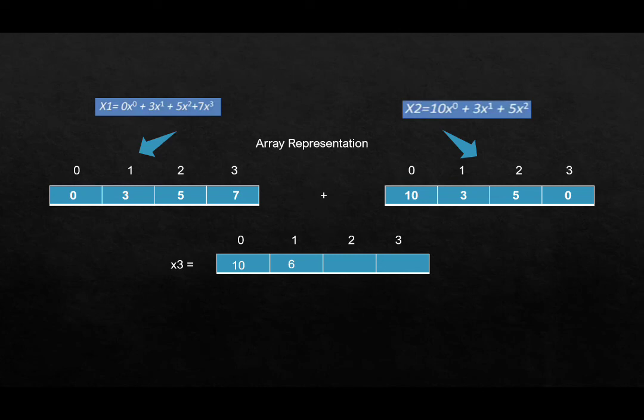Next we consider 2 as exponent. In x1 there is 5 as coefficient corresponding to exponent 2, and in x2 there is 5. Therefore 5 plus 5 is equal to 10 in x3. And next we consider 3 as exponent: x1 has 7 and x2 has 0. Therefore 7 plus 0 is equal to 7 in x3. So the resultant polynomial x3 is equal to 10 plus 6x plus 10x square plus 7x cube. So this is for today's presentation.